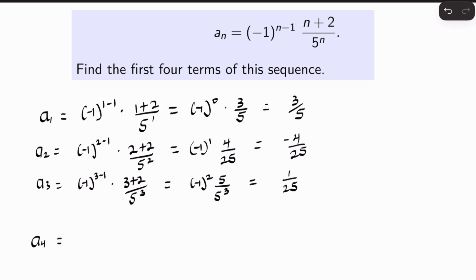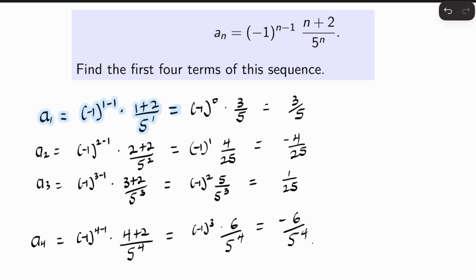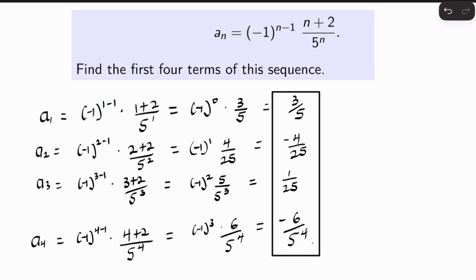For a4, we are going to have (minus 1) exponent 4 minus 1, times 4 plus 2, on 5 exponent 4. And this is going to give us (minus 1) exponent 3, then 6 on 5 exponent 4. So (minus 1) exponent 3 is minus 1, so that's going to give us minus 6 on 5 exponent 4. So these are the first four terms of the above sequence.